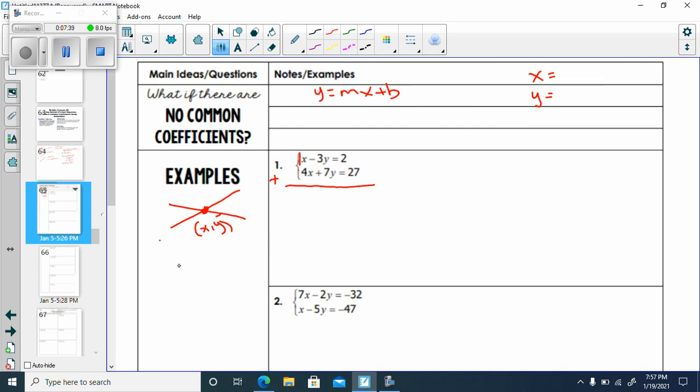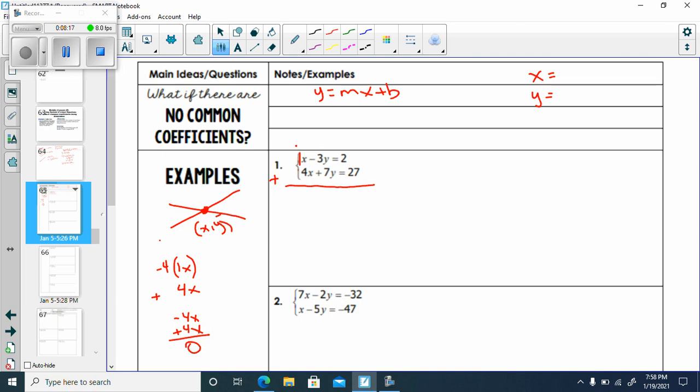Let's look at these two coefficients. I've got 1 and I've got 4. Is there anything I can multiply one of these by such that if I added them together, I would get 0? You see, this is 1x, that's 4x. What if I multiplied this by negative 4? Wouldn't that give me negative 4x plus 4x? Negative 4x plus 4x is equal to 0. Okay? So see, this would work.